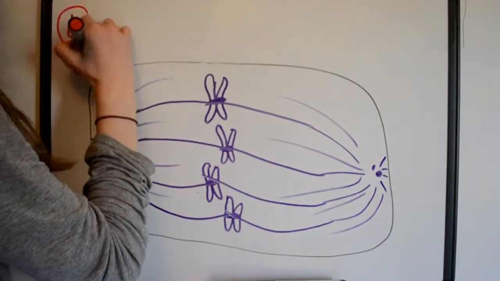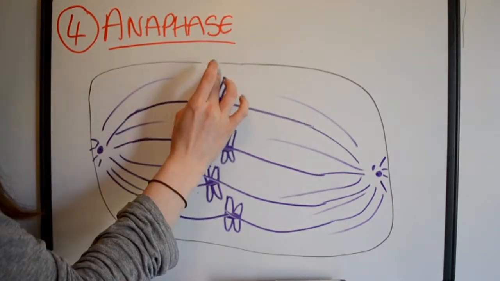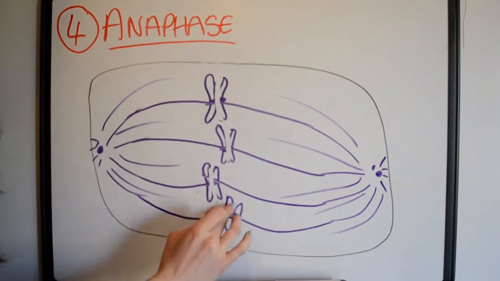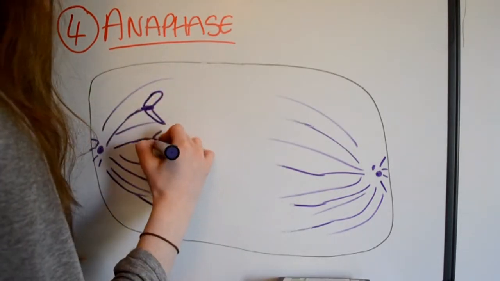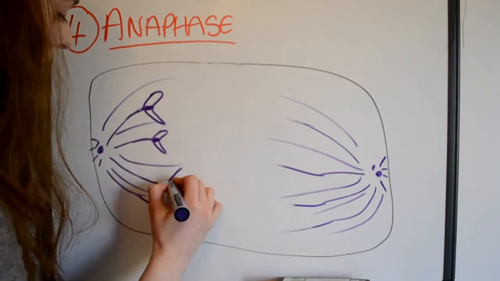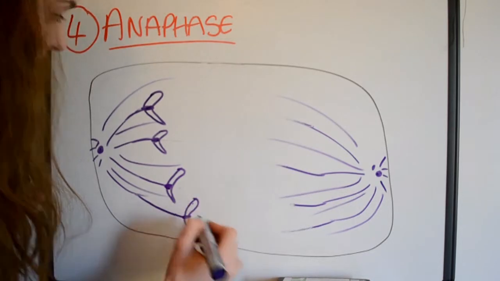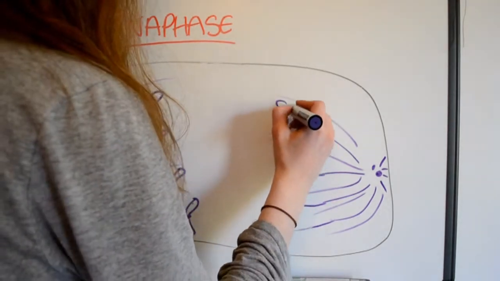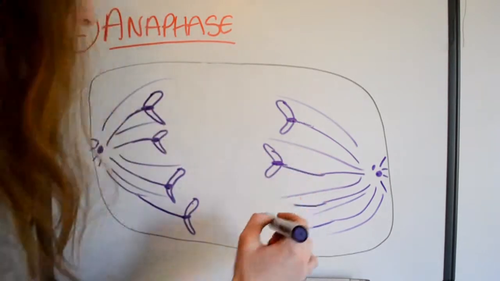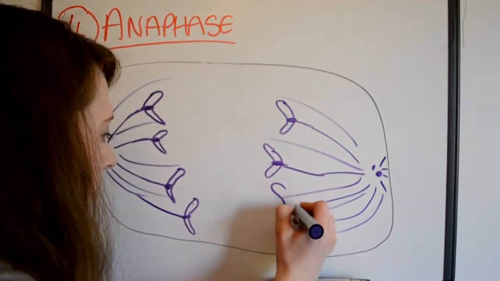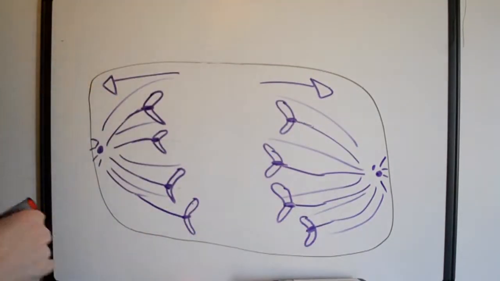Which leads us on to anaphase. This is where the centromeres split. There we go. The spindle fibres then shorten and pull one chromatid, or half of a chromosome pair, to either end of the cell or the poles. They're supposed to be chromosomes, but don't really look that great. Sorry about that. Yeah, there we go. And then at the end of this, spindles break down.